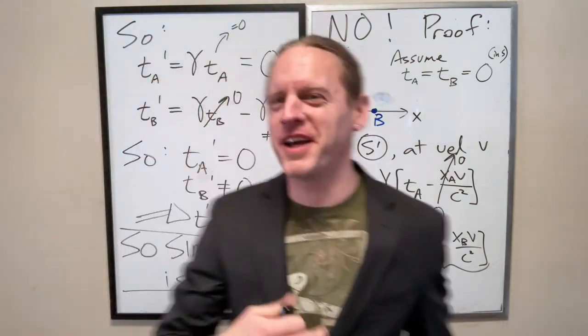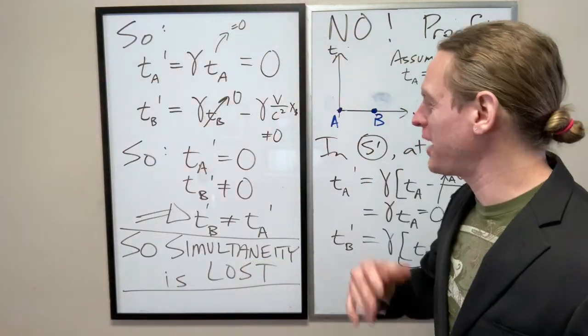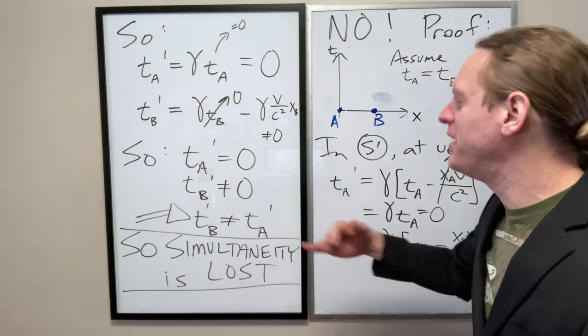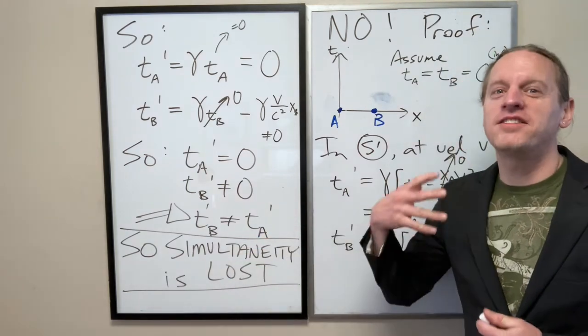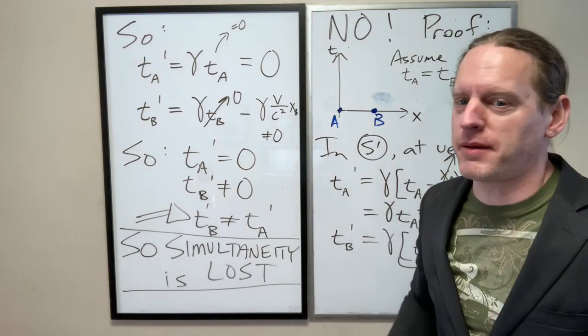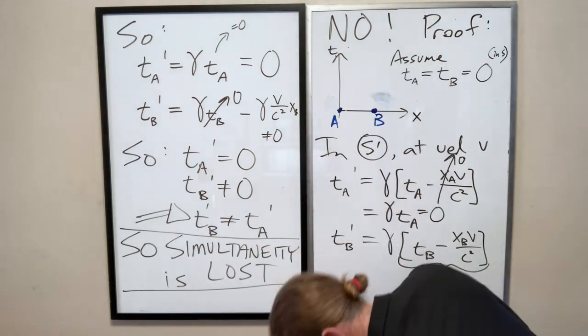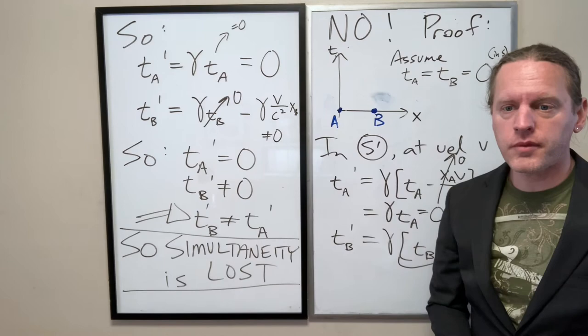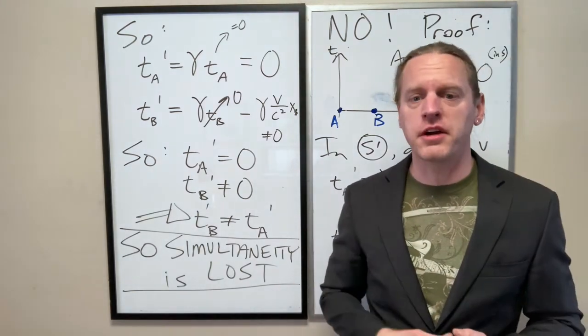This could almost be a Yoda-esque grammar. So simultaneous it is not. What I was actually trying to say is that simultaneity is lost. Or that's just a fancy way of saying they are not simultaneous. And that's a really strange thing to consider.